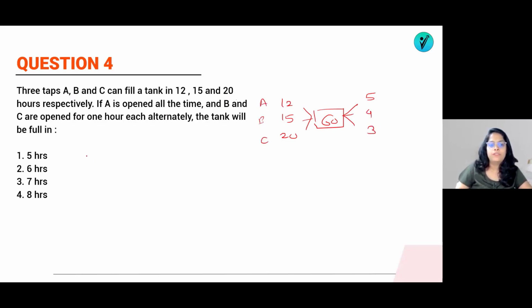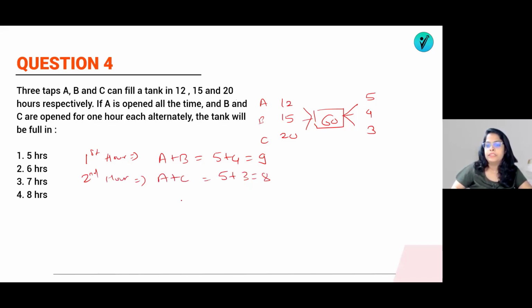Now what I know is that A is open all the time and B and C are open alternately. So for the first hour, A plus B will work. So how much will fill? 5 plus 4, that means 9 liters will get filled. In the second hour, A plus C will work. So A plus C means 5 plus 3, so 8 will be completed. So in every 2 hours, 17 liters is filled and the total is 60.